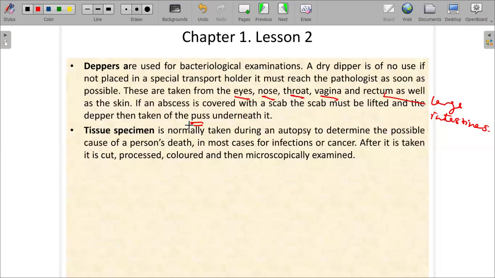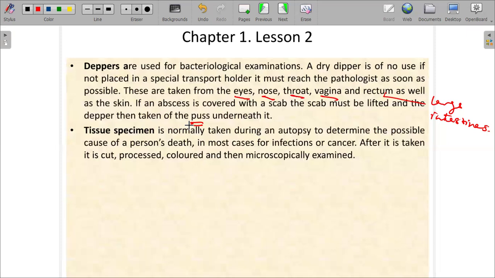So we are saying where there is some covering that is done, we need to understand that the scab must be removed, and then the dressing taken off the pus that is underneath, or the pus that is actually coming from the wound or whatsoever it is.